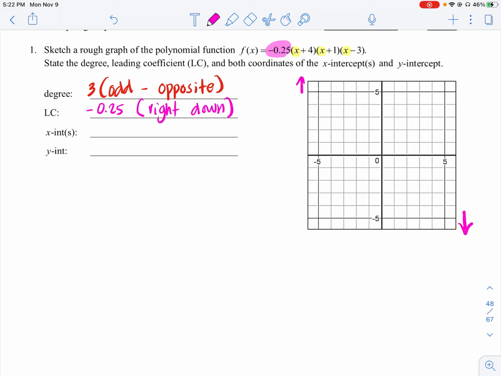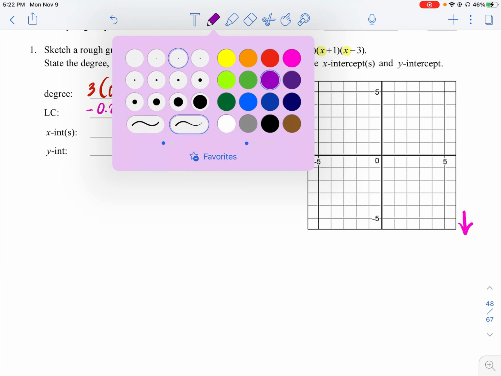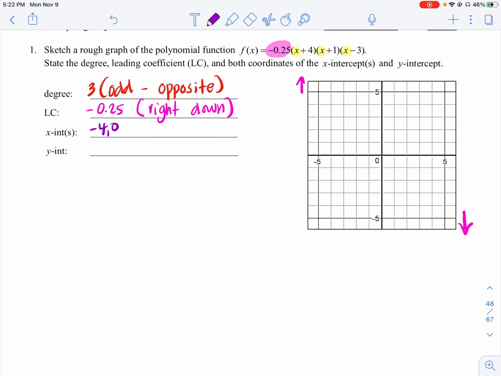And then for my x-intercepts, very simple. For x plus 4, we have negative 4 comma 0. Let's put that in. And then we have x plus 1, so that is negative 1 comma 0. If you notice, I'm already putting the points as I write them. And then x minus 3 equals 0, so that's 3 comma 0.